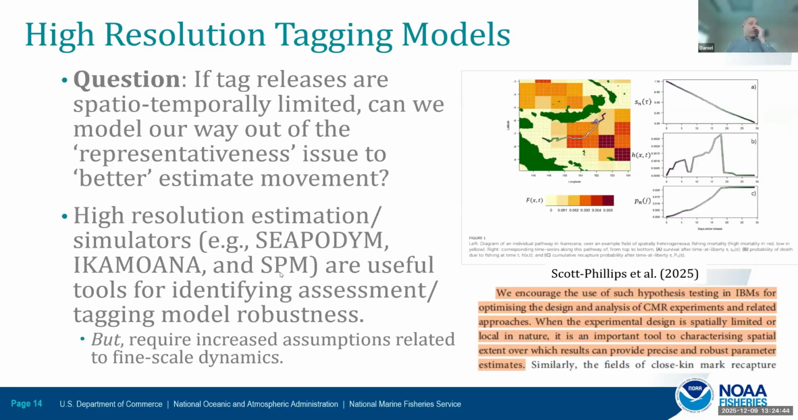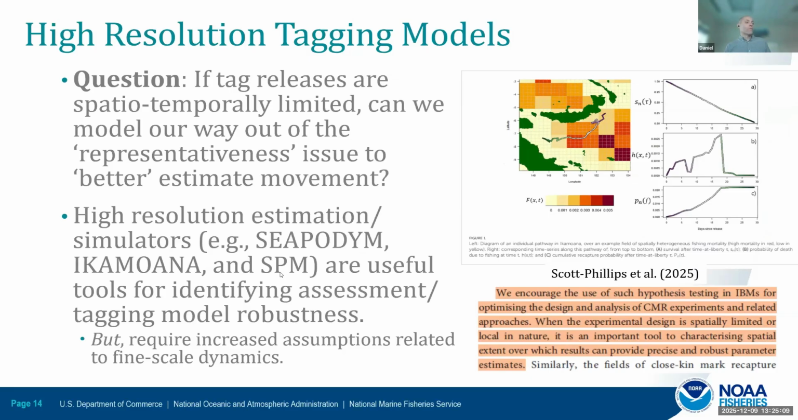So one question I have about these high resolution models, since I haven't really worked on them at all, is whether we can really get away from this issue of the spatially temporally limited data. If our tag data is not really representative of the entire population, does that actually lead to a better estimate of movement just because we have a more complex high resolution model?